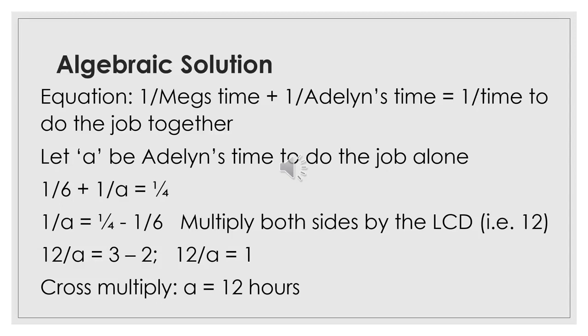And doing cross multiplication to find the value of A, A should be equal to 12 over 1, or simply 12 hours. Therefore, Adeline's time, if she works alone, is 12 hours.